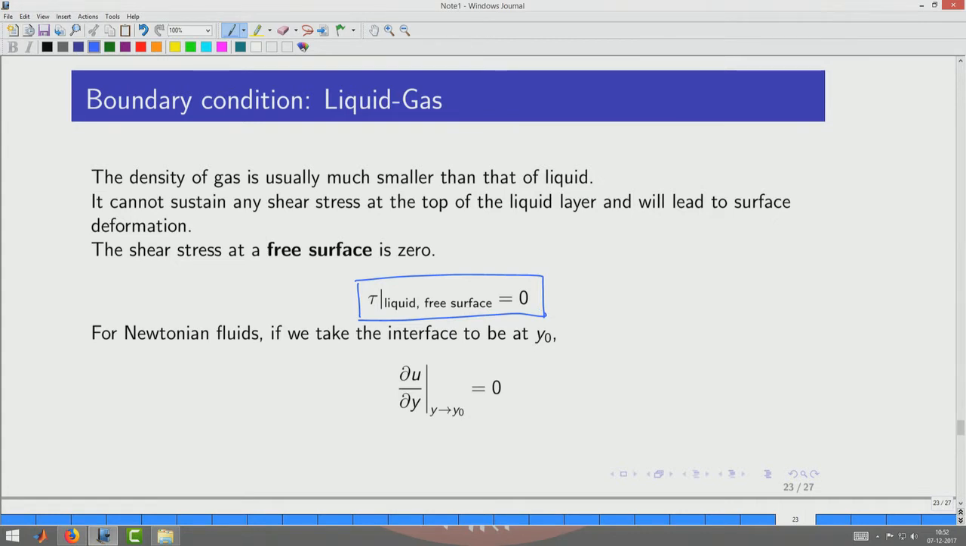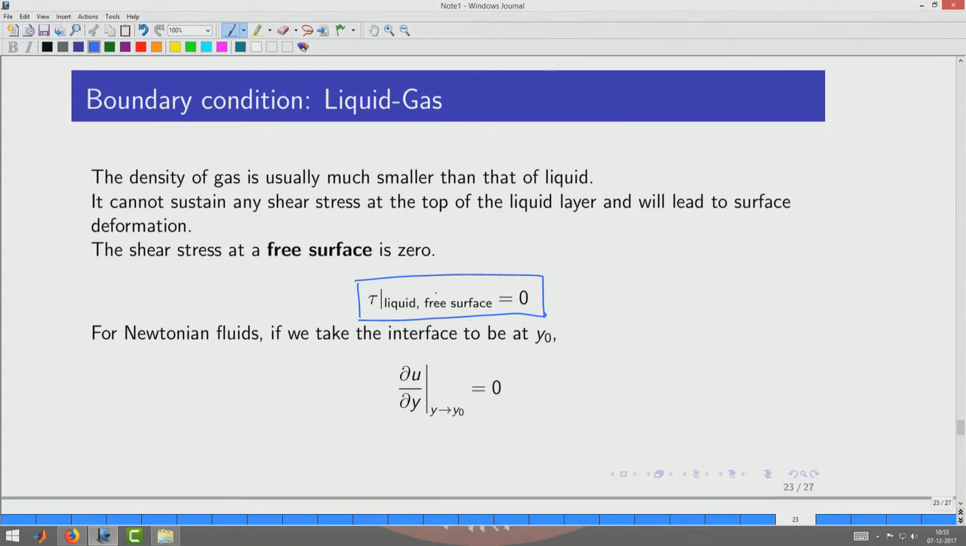The gas usually has a density about 1000 times less than that of the liquid or solid. Which means that there aren't enough atoms in the gas that can interact with those of the liquid or solid on the other side of the interface, which means basically that there is no way to sustain the shear stress at the top of the liquid layer, and therefore, it must be 0 at the top surface. So, at the free surface the shear stress is 0, and that is explained here in this form.